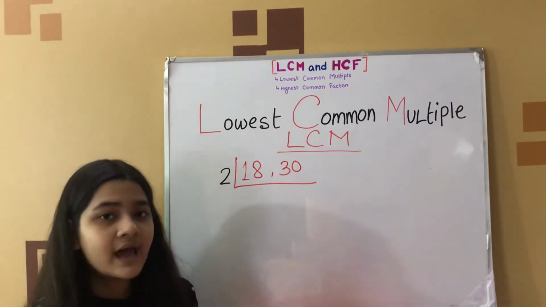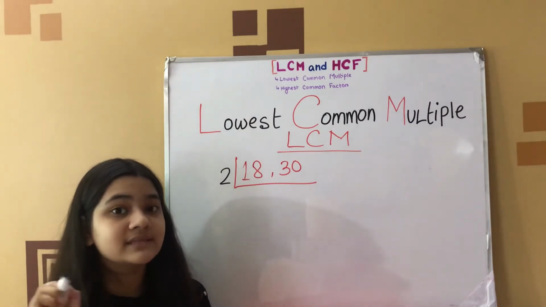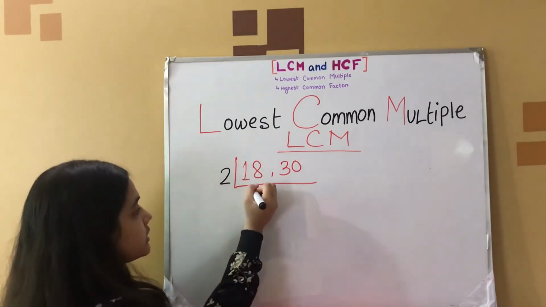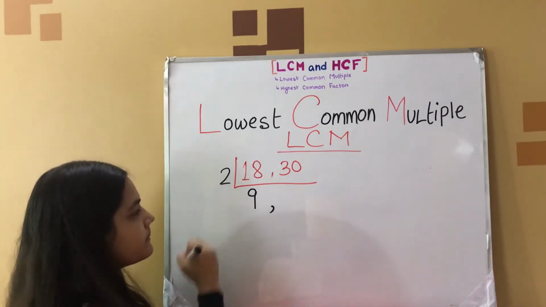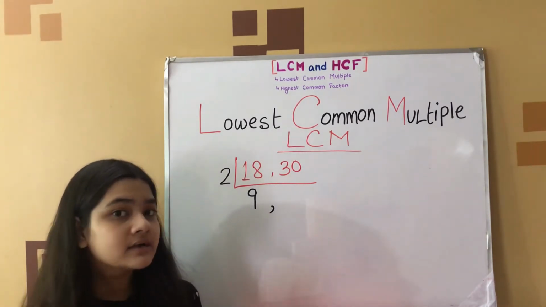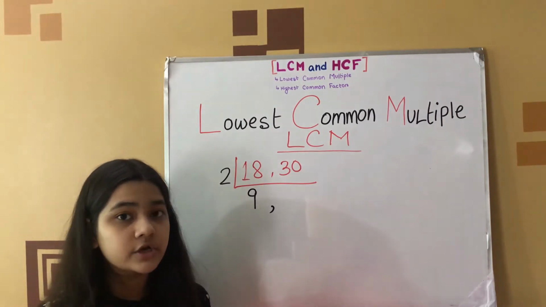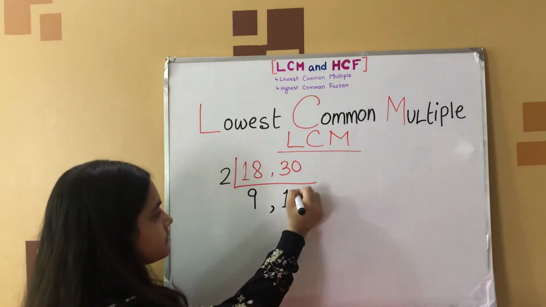So 2 times how many is 18? 2 times 9 is 18. So we are going to write 9 here and then put the comma. 2 times how many is 30? 2 times 15 is 30. So we are going to write 15 here.